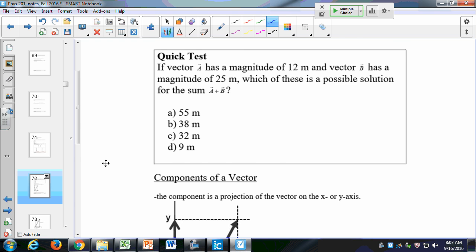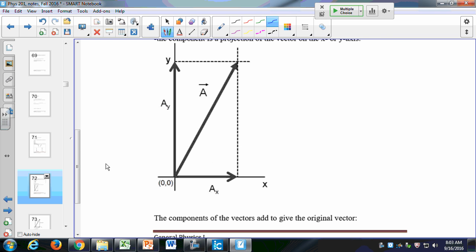Now let's look at the components of a vector. I'm going to try turning the projector on. Sometimes it'll come back on.